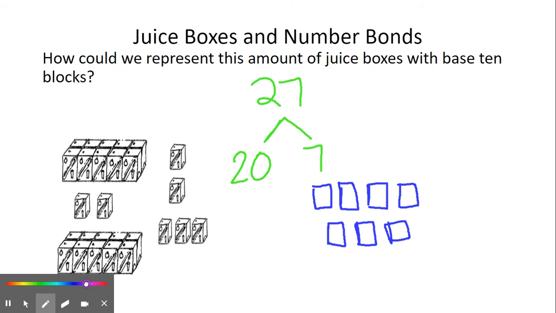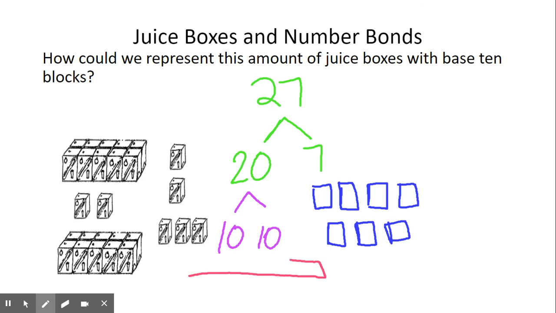And as I'm looking at this 20, I'm wondering if we can break that down even more. When I look at it, I notice that I could do 10 and 10. And we have base 10 blocks that we can use to represent 10. So to represent 20, we could use 2 of these. And again, I apologize that my drawing isn't perfect, but that's okay.